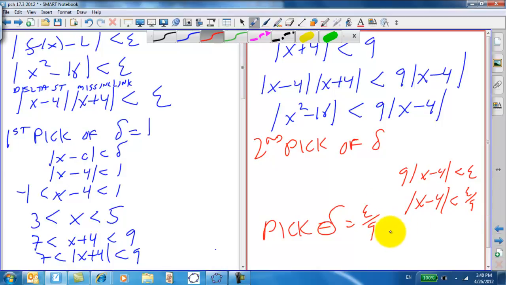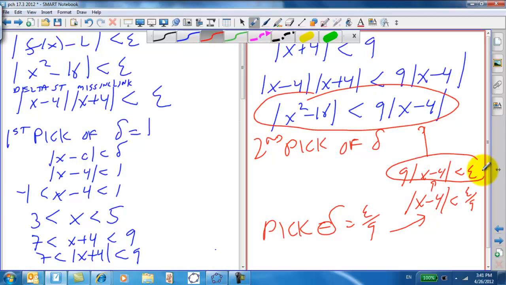By doing that, that'll force this, which will force this, which will force the absolute value of f(x) minus L less than epsilon. See how that works by the transitive property of inequality? These two put together make the absolute value of x squared minus 16 less than epsilon, which is what we want. The thing is, though, this inequality here came from picking delta to be epsilon over 9, and this inequality here came from picking delta to be 1. Now, you can't have both. You have to pick your specific delta.